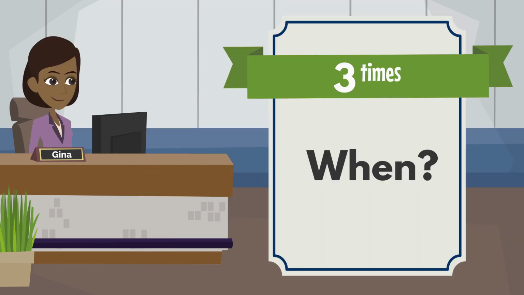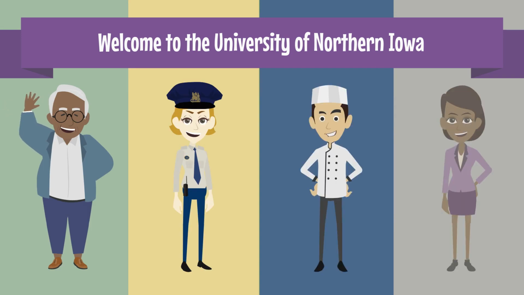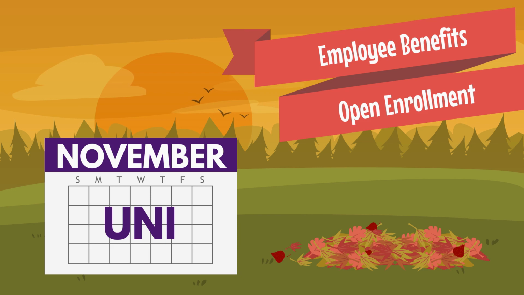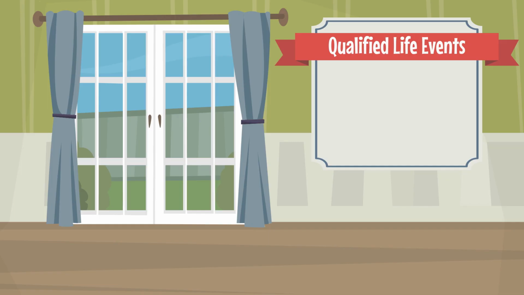There are 3 times you can make changes to your benefits. First, when you are hired into a benefit-eligible position. You can also make changes every 12 months during our open enrollment period. At UNI, this occurs during the fall. Finally, when you have what the government defines as a qualified life event.